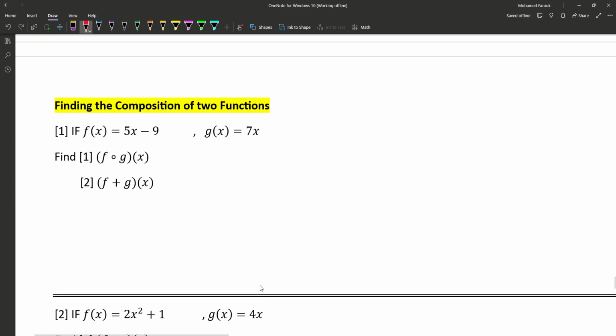It's very easy. This one we need to get f circle g. It's like if you have a number here, you will plug it in g and then get the answer, plug it in f. But actually we don't have a number, so we only plug g into f. So prepare f circle g of x.